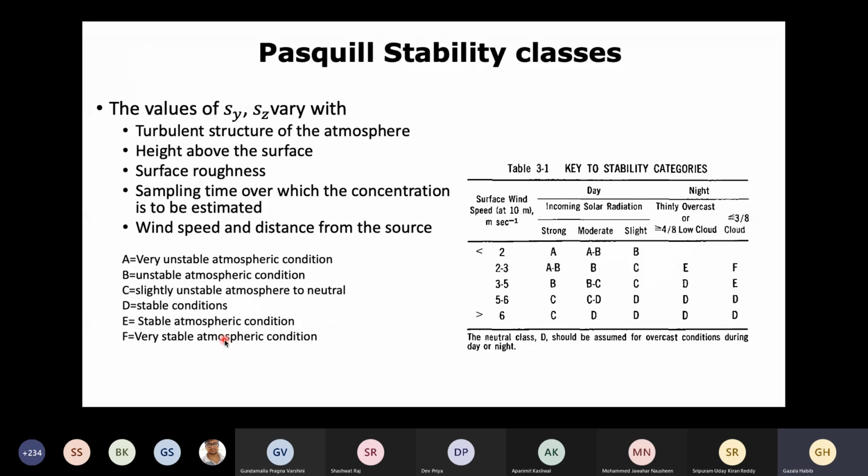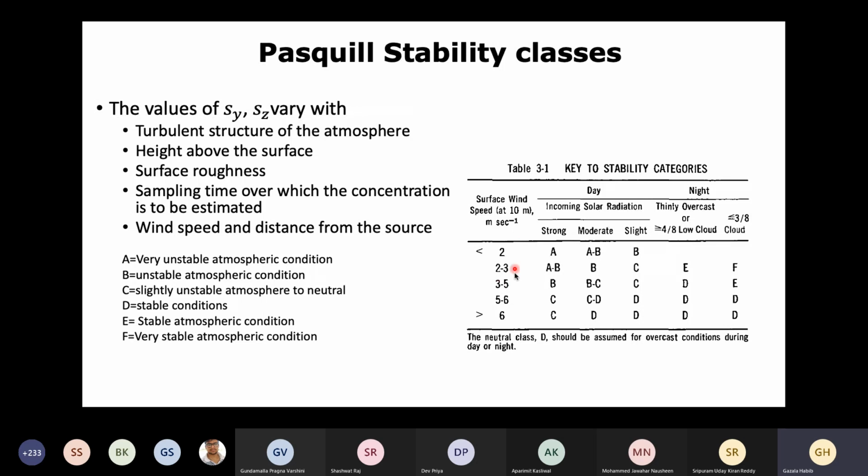As for SY and SZ, we need to know the stability class of the atmosphere. Here, table 3.1 lists the stability class for different wind speeds at 10-meter height. There is one formula using which you can calculate the horizontal wind speed at any altitude, using the wind speed at 10-meter height. I will also put that formula.